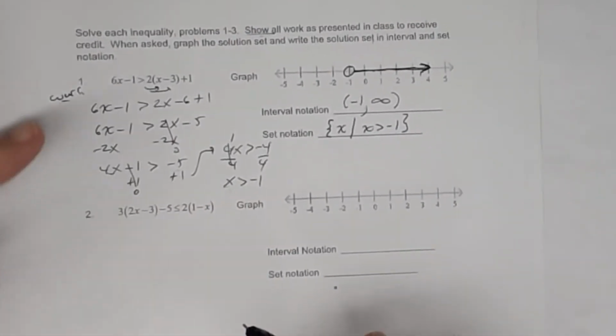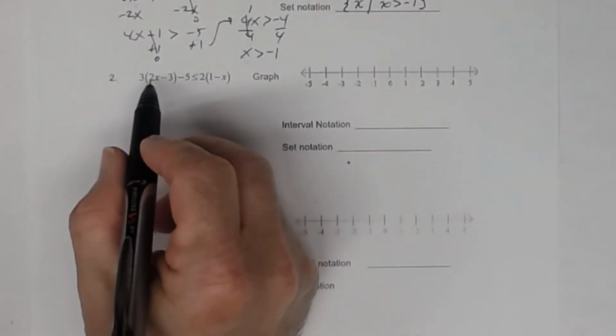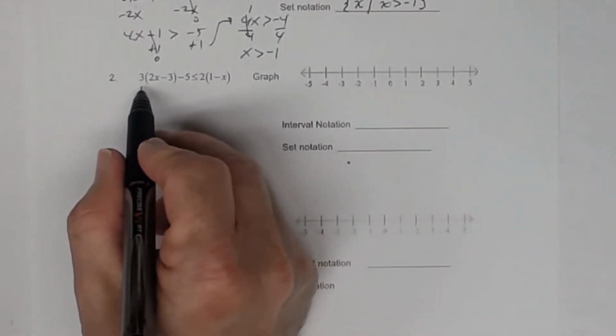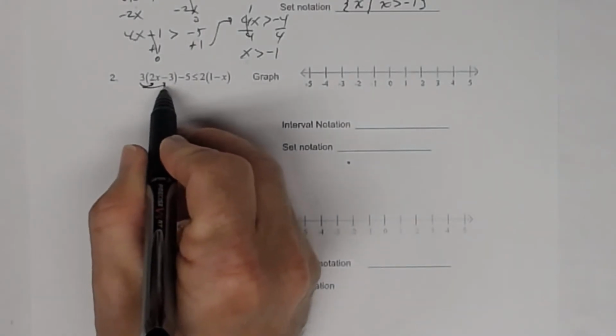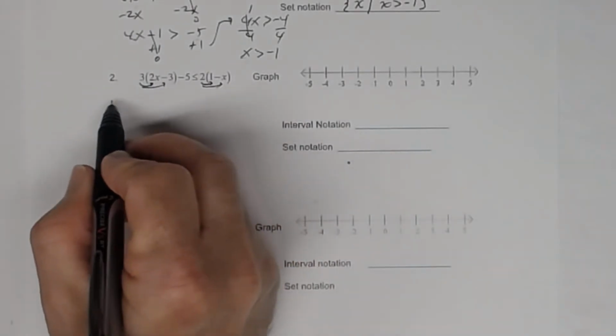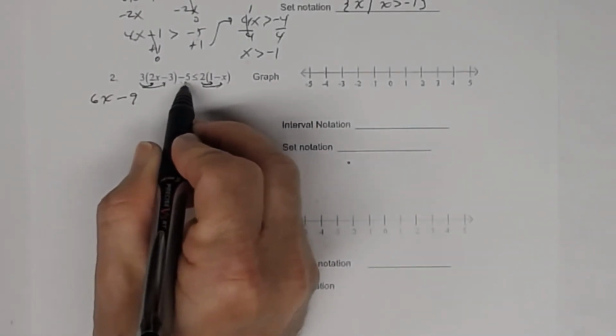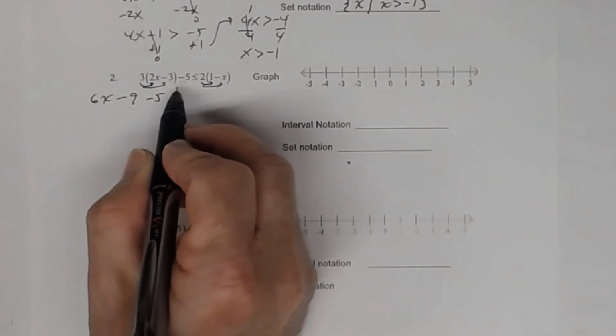Okay, now let's look at number 2. In number 2, I have 2 sets of parentheses, so I'm going to have to use the distributive property twice. So distribute the 3 here and distribute the 2 here. So 3 times 2x is 6x. 3 times a -3 is a -9. Don't forget you're also subtracting 5. That's important. Don't forget that.